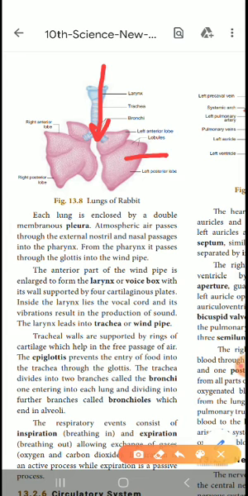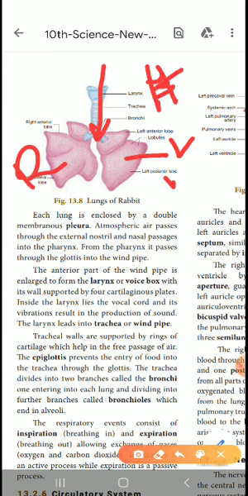So this is the posterior lobe. This is left, this is right. Okay, so in that we arrange it like that. This we call the bronchi, one by one. This we call the trachea. The total we call the larynx.